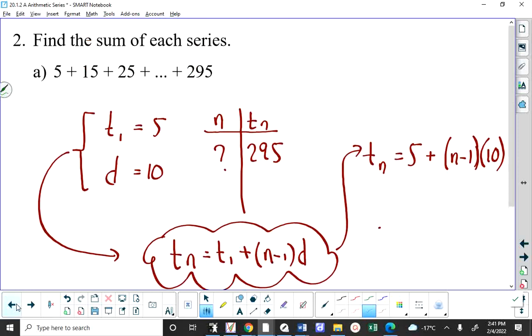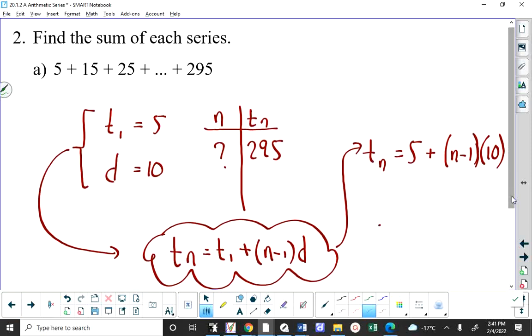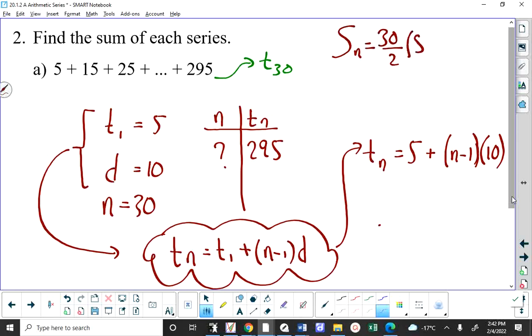Now that we know this is T30, we know that n is 30. And we can find the sum. I would just use this 30 over 2 times 5 plus 295. It's a lot quicker too. As well as being a simpler formula, it makes things quicker.